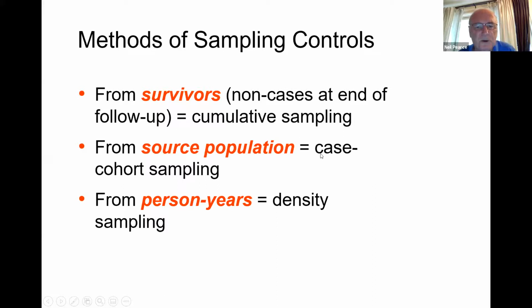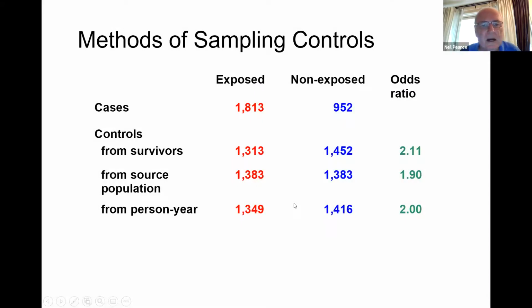So for the methods of sampling controls, you can do it from the survivors, those who never become a case. You can do it from the source population, that is everyone you started with, or you can essentially sample from the person years. And they will essentially give you the same answers as you would have got if you'd done the whole cohort study.